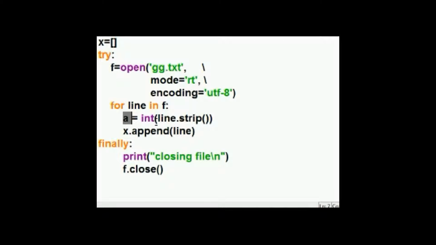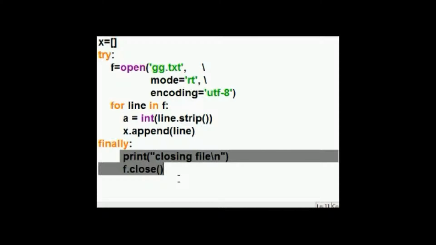Now, as soon as it hits that bad guy, it's going to generate a value error. And before, the program just stopped. Now what's going to happen is the system is going to jump down to here, and it's going to close the file. How do I know it did that? Well, I put a print statement over here, closing the file. That tells me it got to here and it's executing this code.